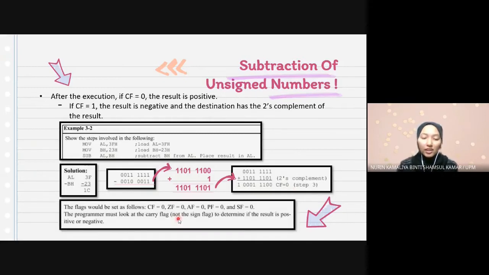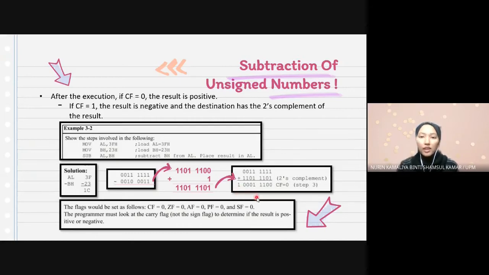For the flag settings, the flags will be set as follows: carry flag equals 0, zero flag equals 0, auxiliary flag equals 0, parity flag equals 0, and SF equals 0. The programmer must look at the carry flag, not the sign flag, to determine if the result is positive or negative. For your information, in the actual calculation, we will get the carry flag equals 1 because of a carry from D7 to D8.